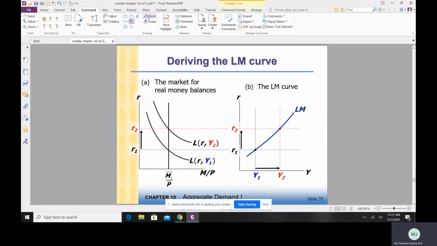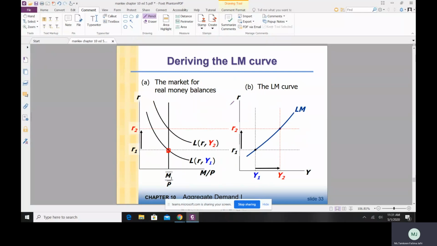So here we are deriving the LM curve. Let's suppose this is the original real money supply, this vertical line that you can see, and this is the original money demand, this curve L. Here interest is taken to be R1 and output is taken to be Y1. So at this point your money market is in equilibrium. This point can be traced on the second panel where I'm plotting the LM curve.